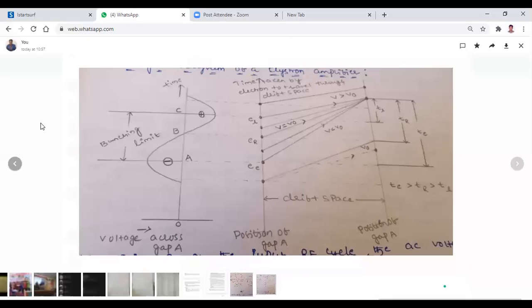So, the applegate diagram of a Klystron amplifier. When you look at the diagram, you will find EL, ER, EE, and so on. Here I will give clarity about these three things.